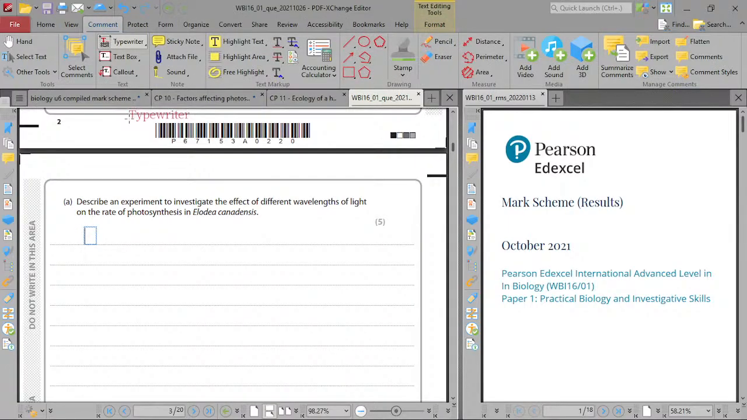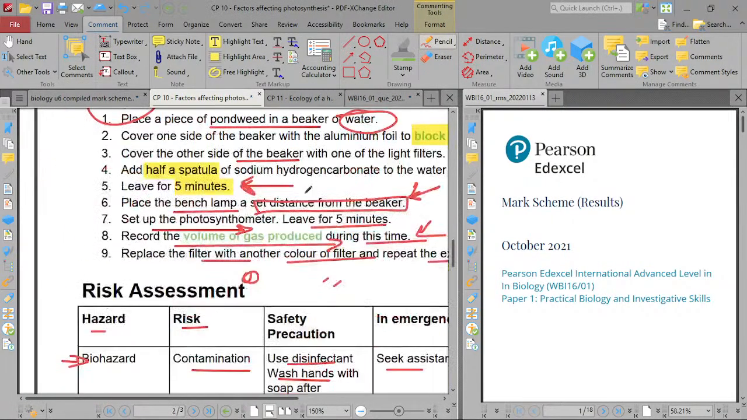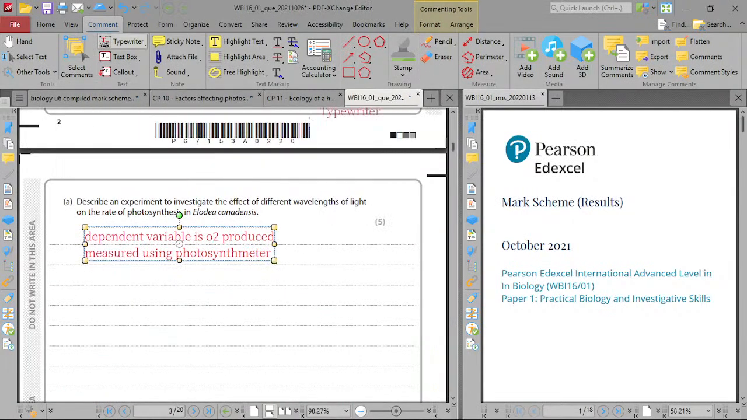Okay. So, what is it going to be? Dependent variable is what you produced, measured using a photosynthometer. Okay, wait. Is it photosynthometer, centimeter? What is it actually? It is photosynthometer. Okay, what else?